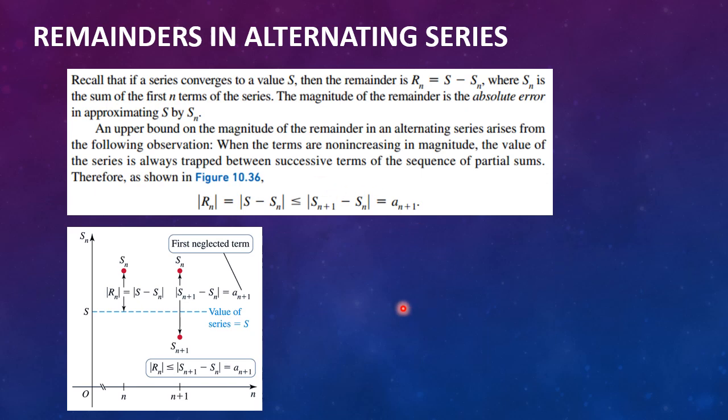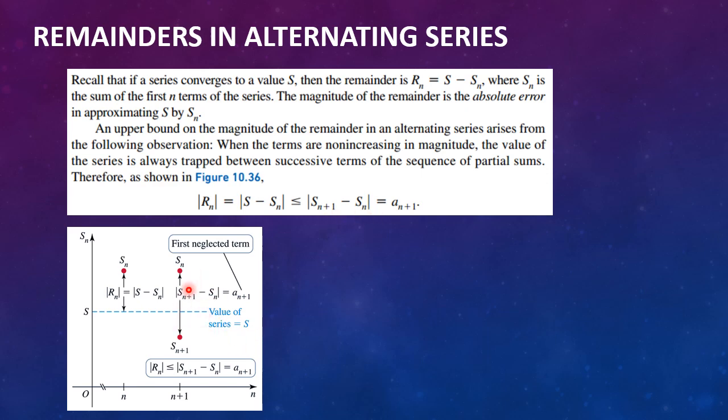When the terms are not increasing in magnitude, the value of the series is always trapped between successive terms, above and below, of the sequence of the partial sum. Therefore, as we can see in the figure below, the absolute value of R sub n is equal to the absolute value of the difference between S sub n and S. Here's the value of the series S and then S sub n. The absolute value of this is less than or equal to S sub n plus 1 minus S sub n.